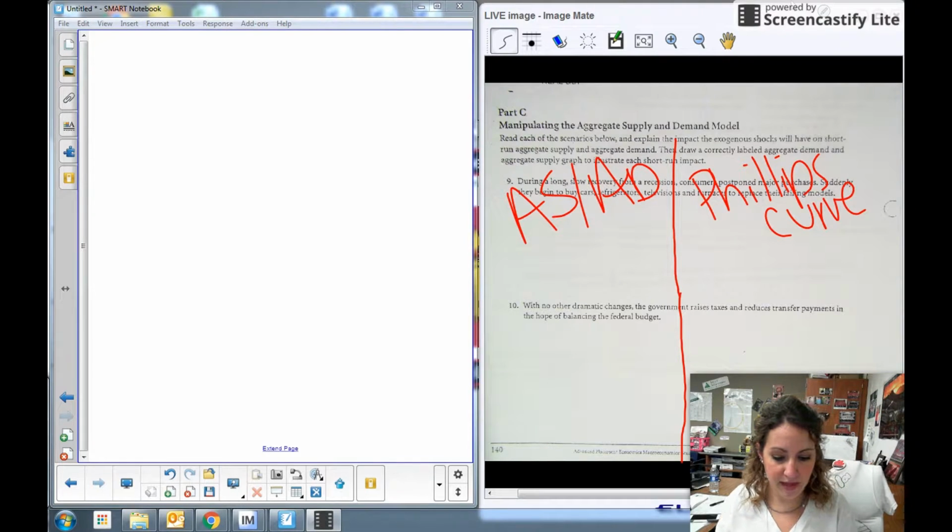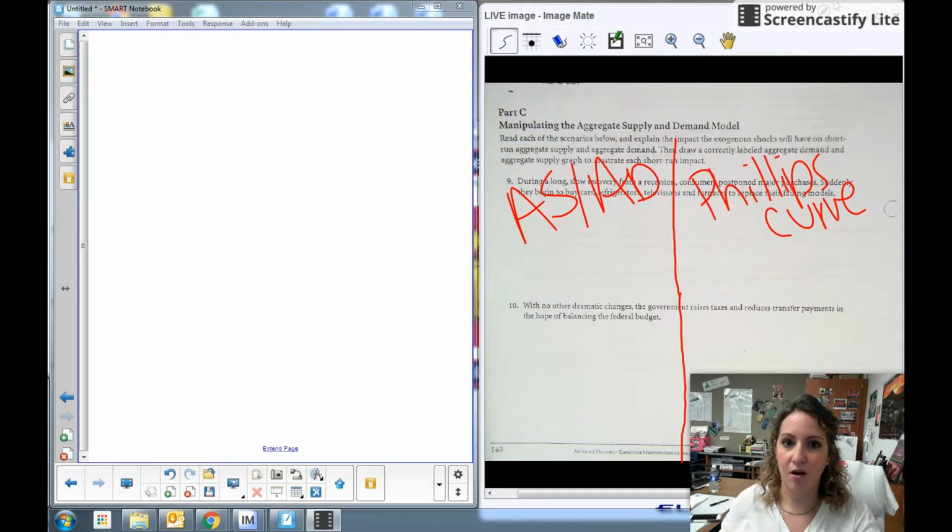It says manipulating the aggregate supply and demand model. So this worksheet, number 9, 10, 11, 12, and 13, the directions are just saying to do aggregate supply and demand. Well, we know more, so we can do more. So let's challenge ourselves a little bit more than that.